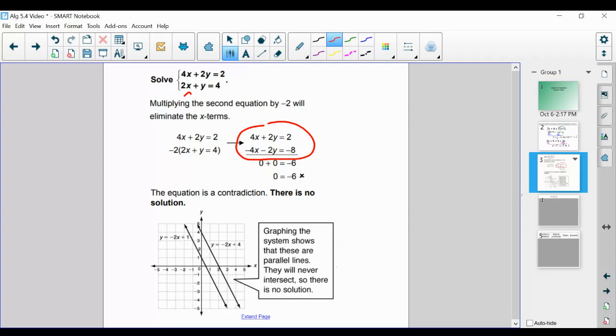If we end up with a situation of having parallel lines or having no solution, that's because they're never going to intersect. We ended up with that false statement. We ended up with this 0 is equal to -6, and we know that's not true. So that's going to be no solution, which piggybacks off of what we were solving when it came to equations in one variable.